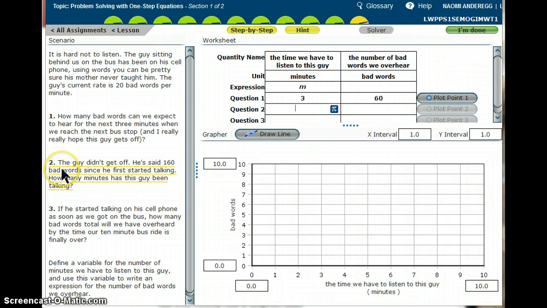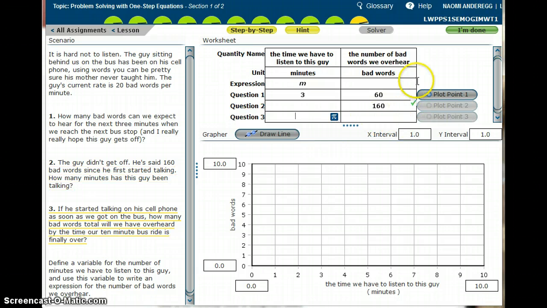Now I go on to the second one. The guy didn't get off. He said 160 bad words since he first started talking. How many minutes has this guy been talking? Well, we're given the number of bad words and not the number of minutes. So we know this should be 160, and it lets me know that's right. Then I have to figure out how many minutes that is. Well, each minute is 20 bad words, so I can kind of go backwards, dividing by 20.